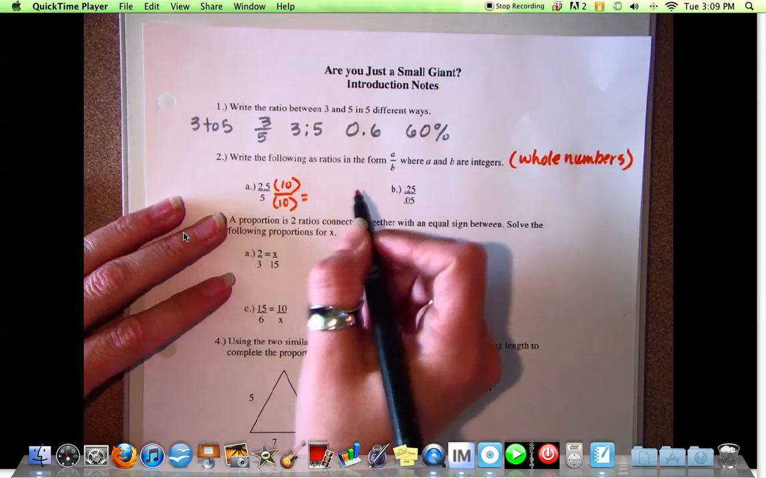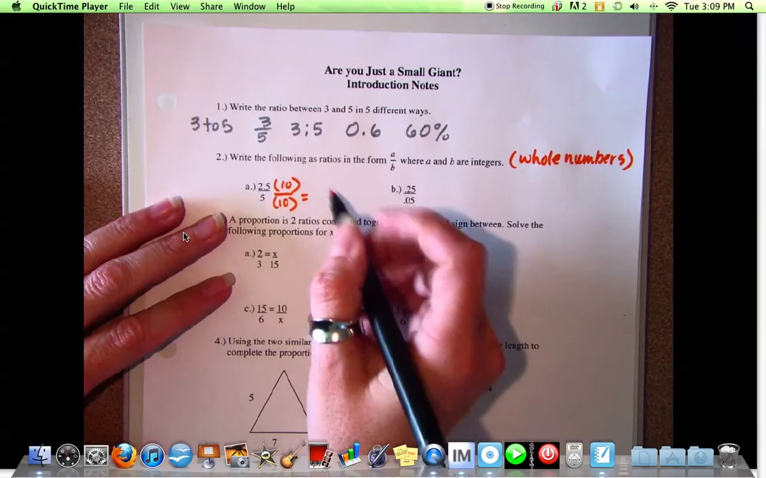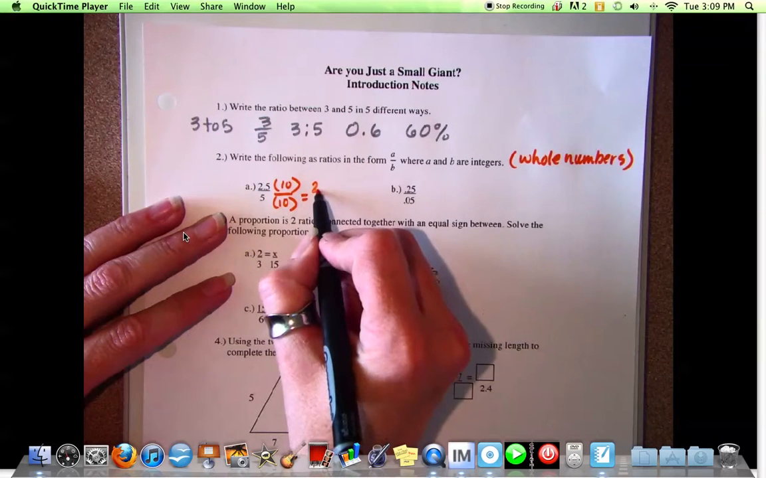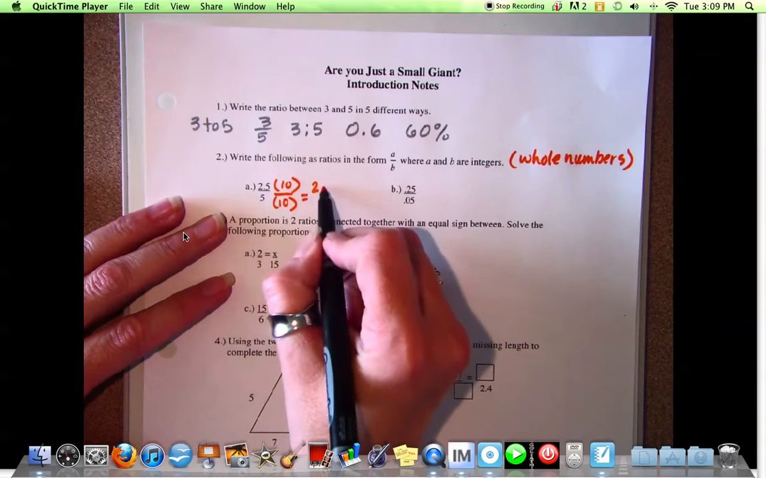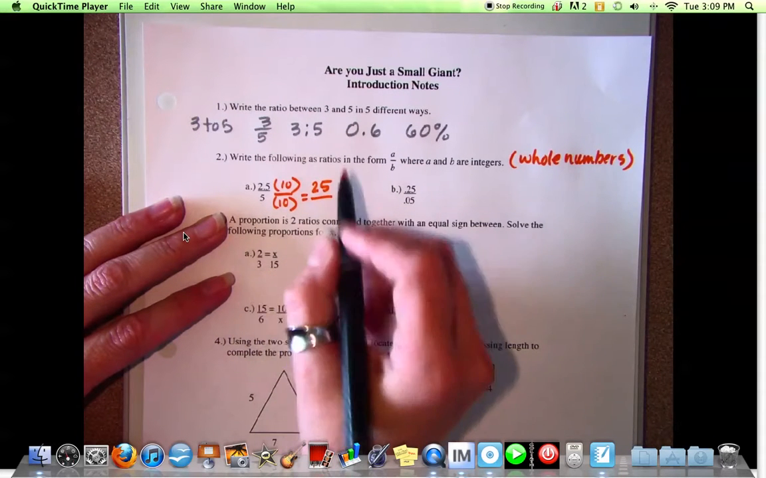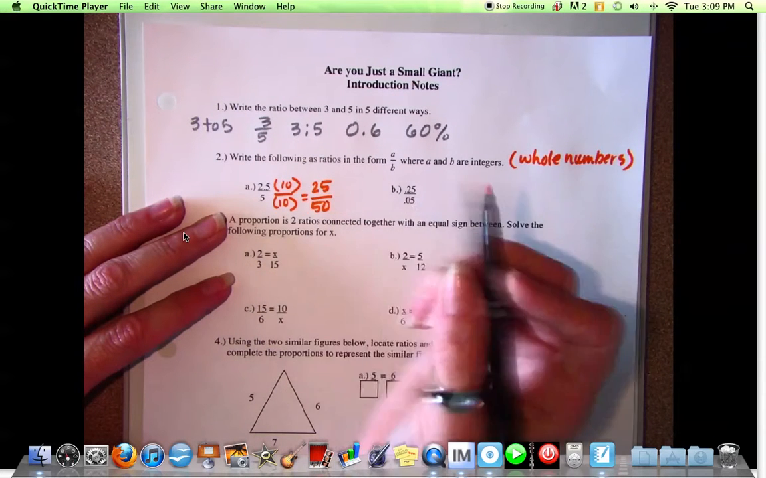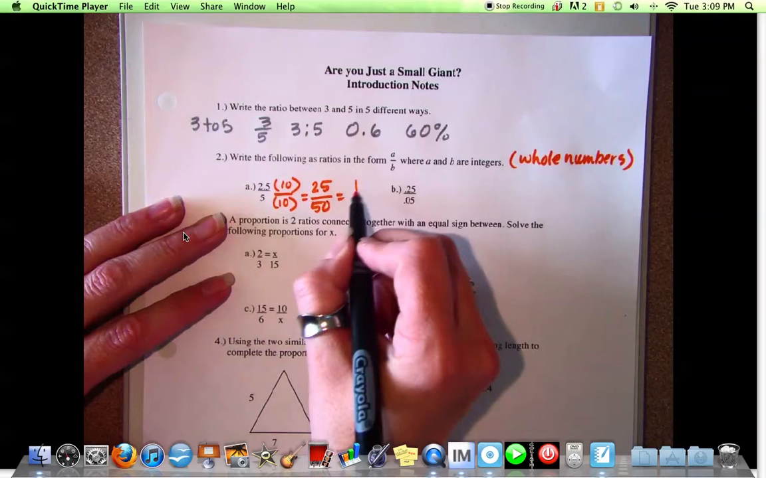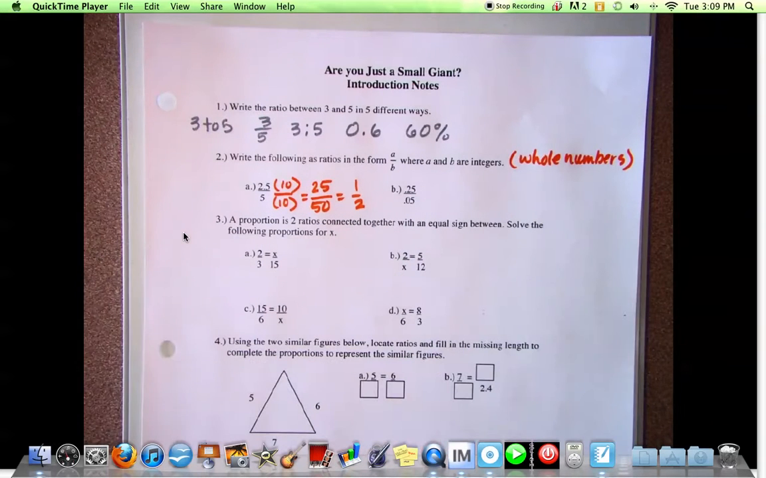So if we multiply both the top and the bottom by 10, we get 2.5 times 10, which is 25, and 5 times 10, which is 50. And we can reduce that, and that gives us 1/2. No decimals.